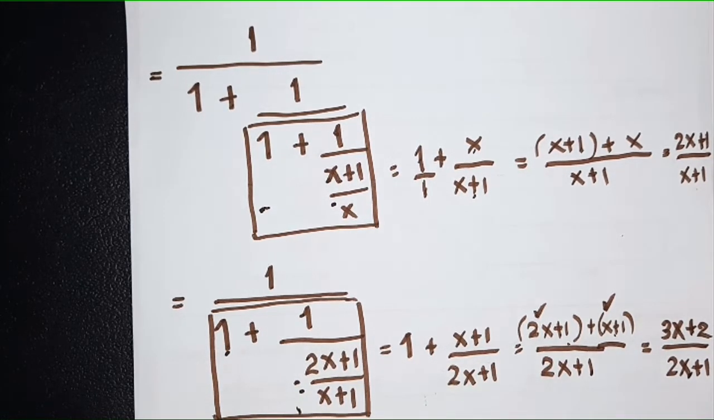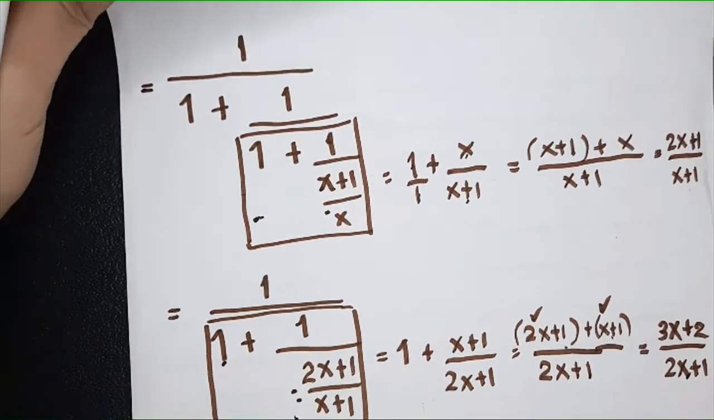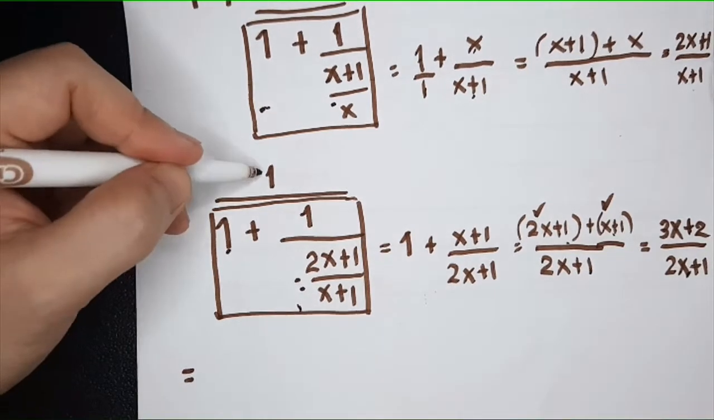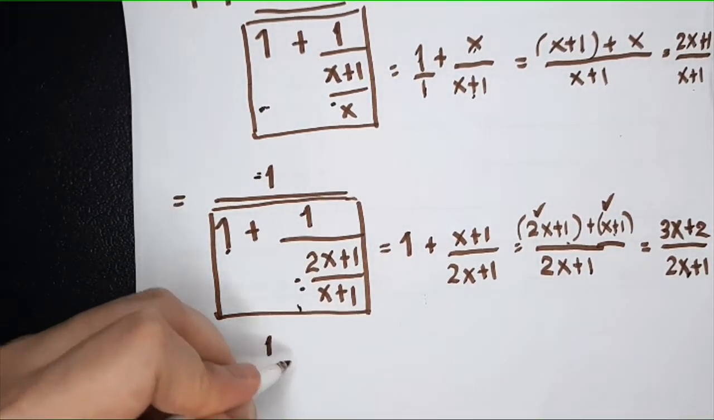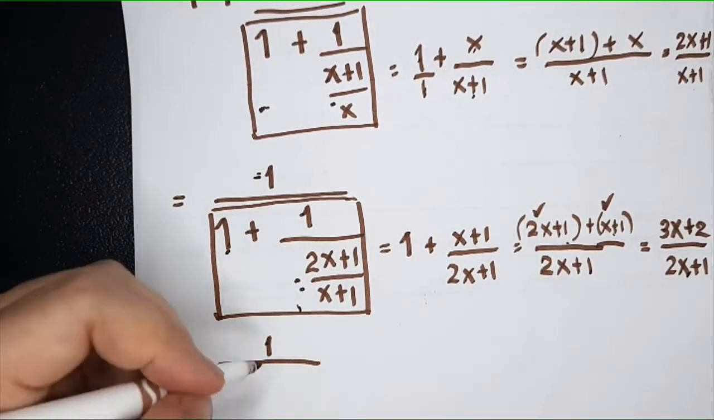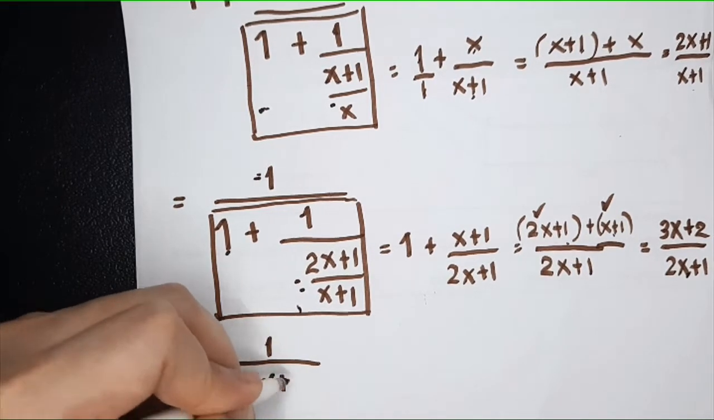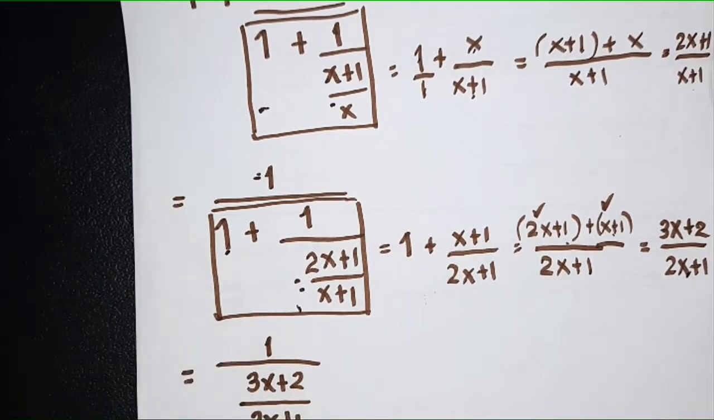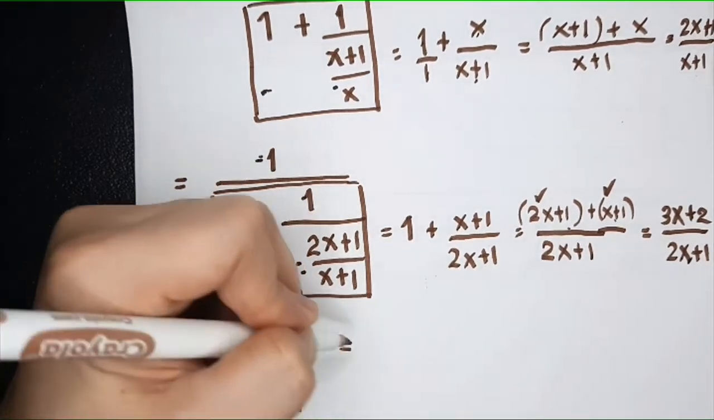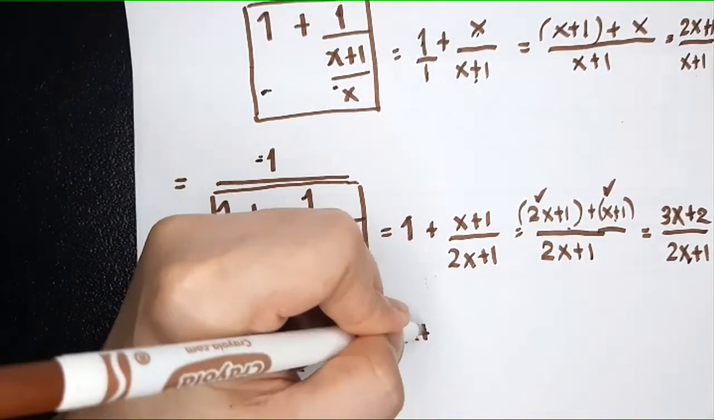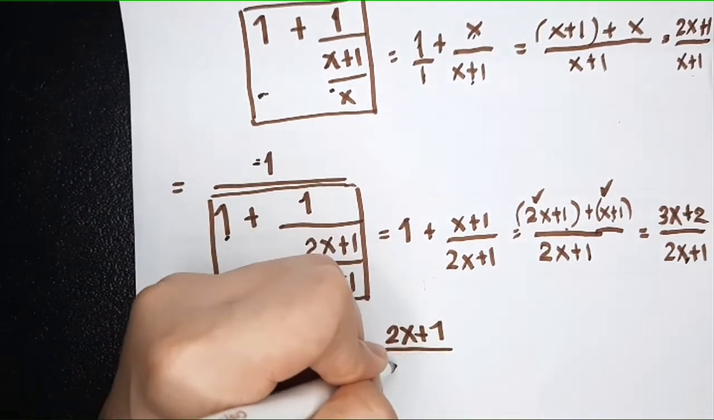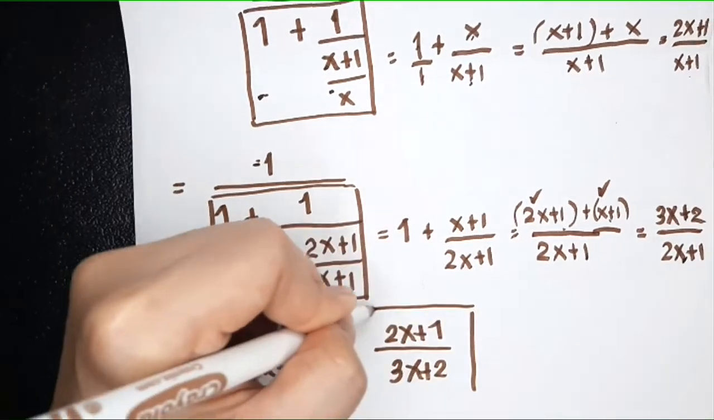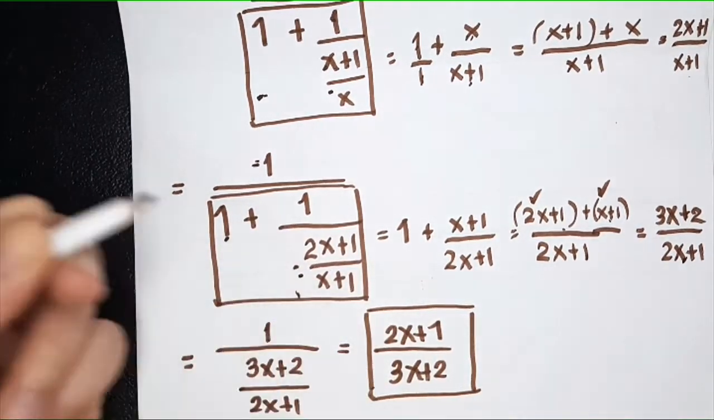And then finally, what is our answer? What is 1? Here. Sige, let me write. 1 over 3x plus 2 over 2x plus 1. Okay? Saan equal yan? Equal yan sa, just take the reciprocal. It's 2x plus 1 over 3x plus 2. This is the final answer.